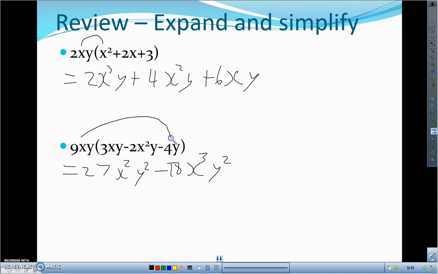Now we're going to multiply these terms here. 9 times minus 4 is minus 36. X times, well, there's no x's there, just x. And y times y will be y squared.